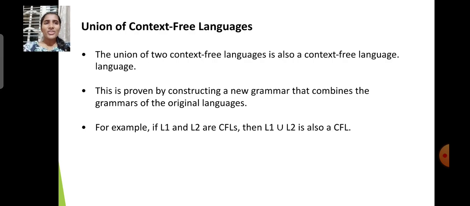Union of context-free languages. The union of two context-free languages is also a context-free language. This is proven by constructing a new grammar that combines the grammars of the original languages. For example, if L1 and L2 are CFLs, then L1 union L2 is also a CFL.